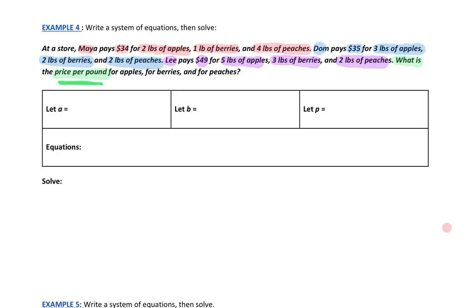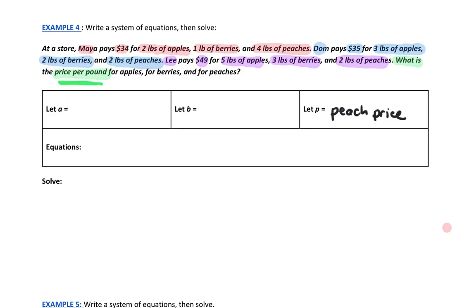We're looking for price per pound, so that informs our let statement. So I'm going to go ahead and write those out. You do the same and check to see if you got the same thing as me. So our let statements are apple price per pound, berry price per pound, and peach price per pound. And I'm going to go ahead and write the Maya equation, and then you should pause it and you try to write the Dom and Lee equations.